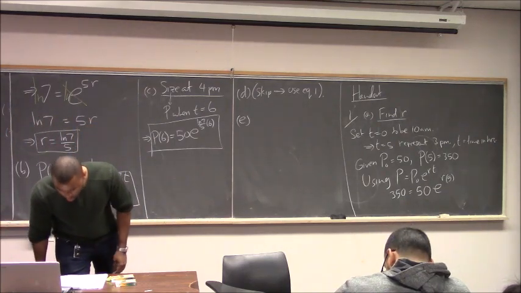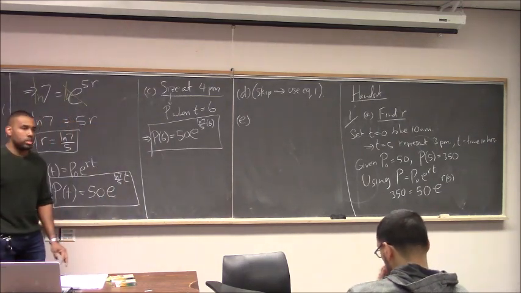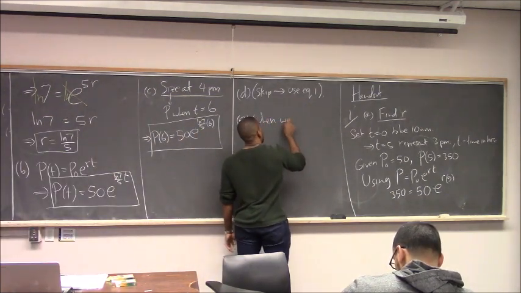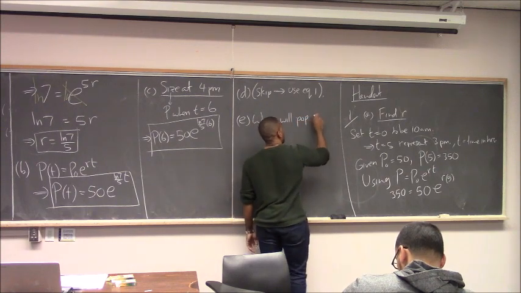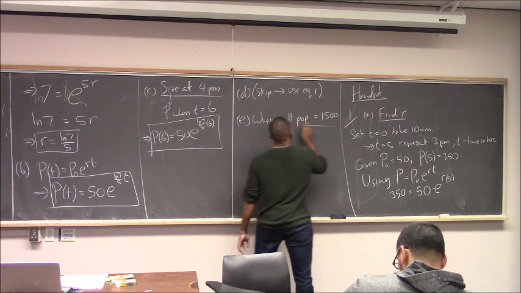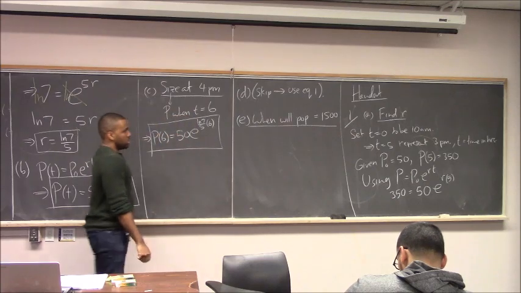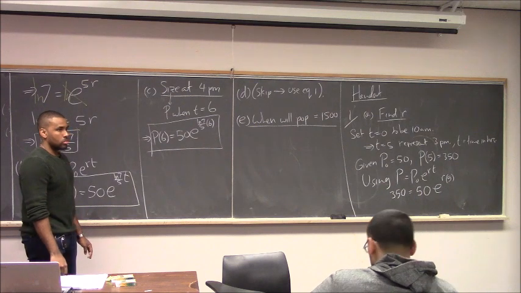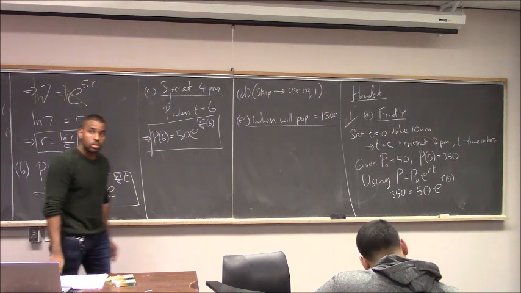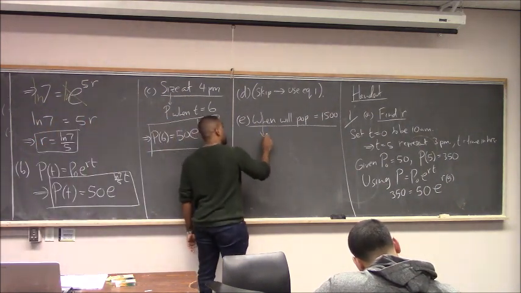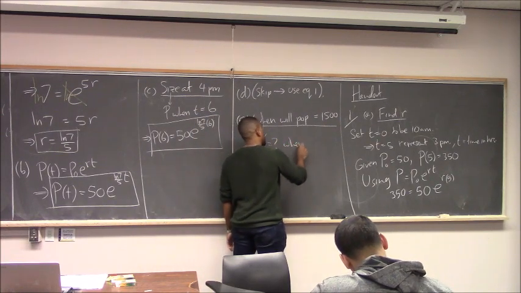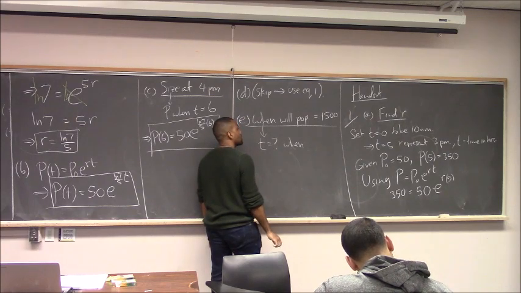E. When will the population reach 1,500? What is that asking for? Is it asking for time? It's asking for time. When is time? So they want to know what is t equal to when what occurs? What needs to be 1,500? Population. P.